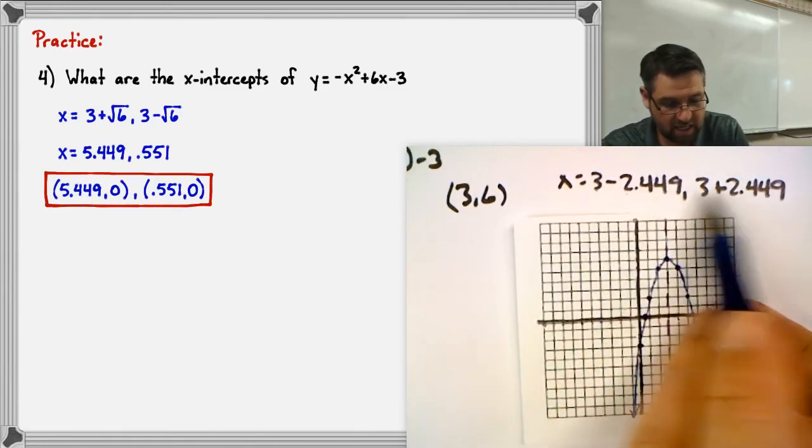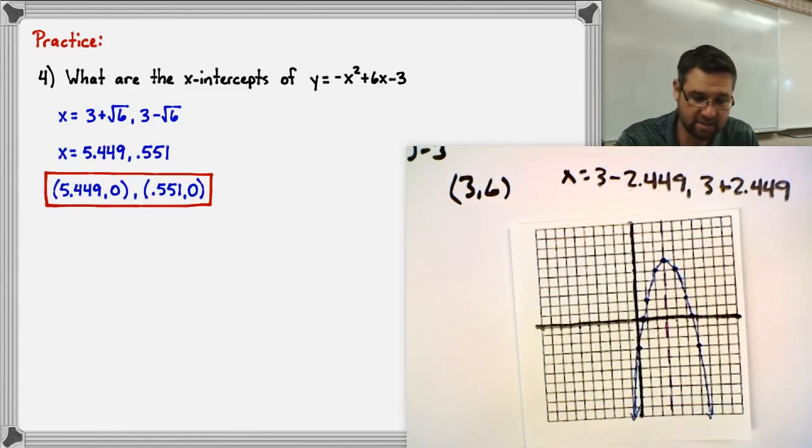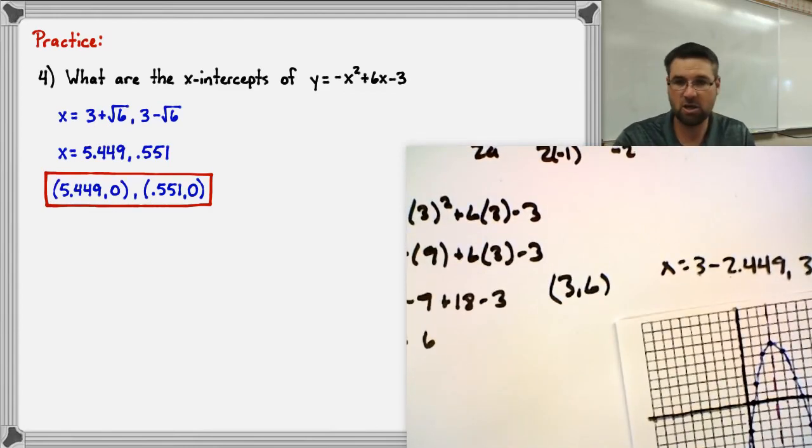Now, in this case, we didn't get nice, clean, whole numbers like we have been in the past, but that was the purpose of the quadratic formula when we don't come up with nice, clean, whole numbers. All right, with that said, I hope you see that connection. I hope you see the value of the quadratic formula in terms of solving quadratic equations.